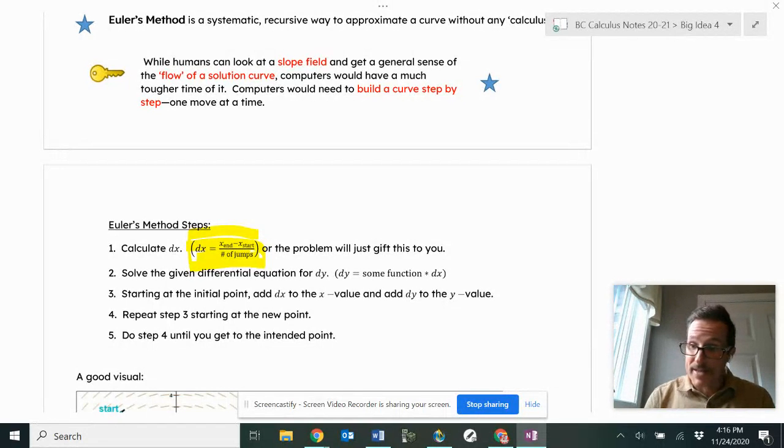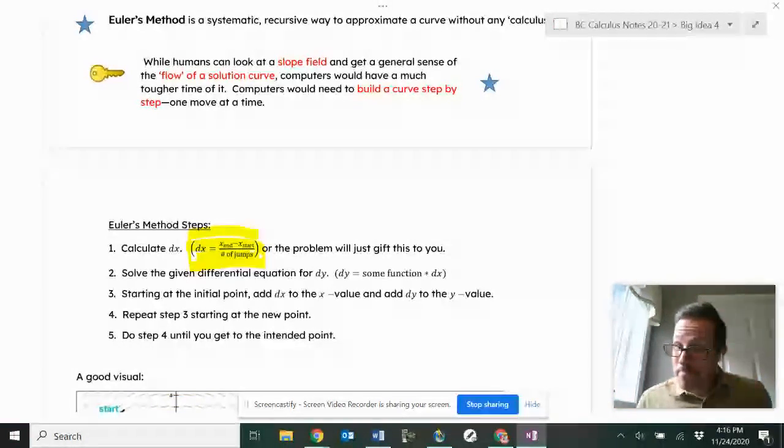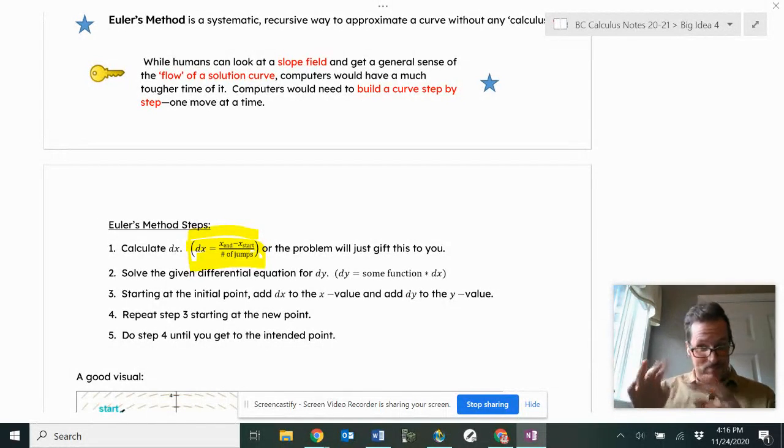So once we have dx, we're going to be able to solve the differential equation for dy simply by multiplying by dx, right? dy divided by dx equals some function. Well, do some quick algebra to that. dy is equal to some function multiplied by the dx. And you'll know the value of dx. So you'll have a function that tells you what the value of dy is.